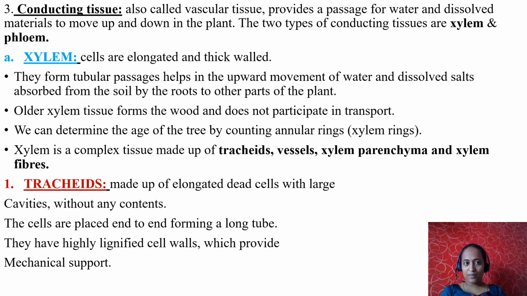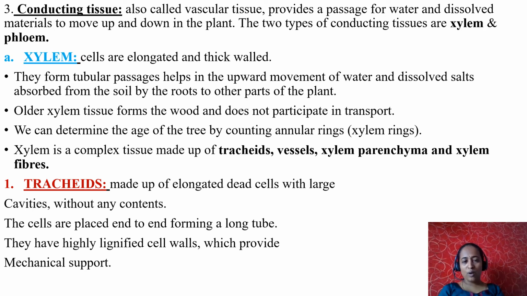Let us see about xylem now. Here the cells are elongated and thick-walled. They form tubular passages and help in the upward movement of water. Where do you put water? To the roots. So it should conduct water from the roots to the other parts of a plant body. And along with the water, it also circulates dissolved salts absorbed from the soil by the roots to the other parts of a plant.